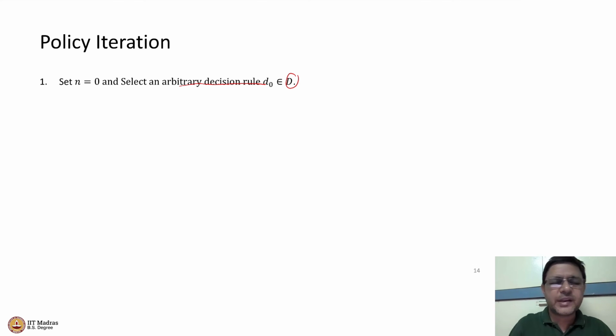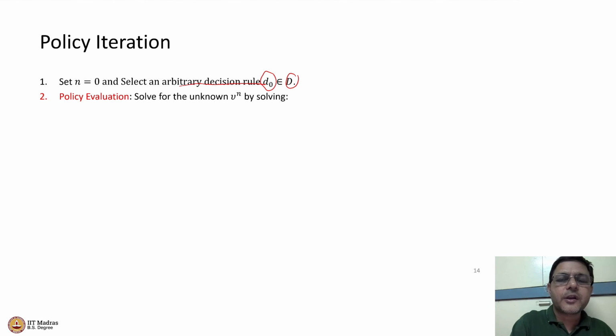Right. So select that. Now there are 2 steps in policy iteration. One is called policy evaluation. One is called policy improvement. First, for this arbitrarily selected decision rule, evaluate the policy. Right, policy evaluation. Here you solve for unknown Vn's by plugging in the value of D0. Right, here you know the D0.